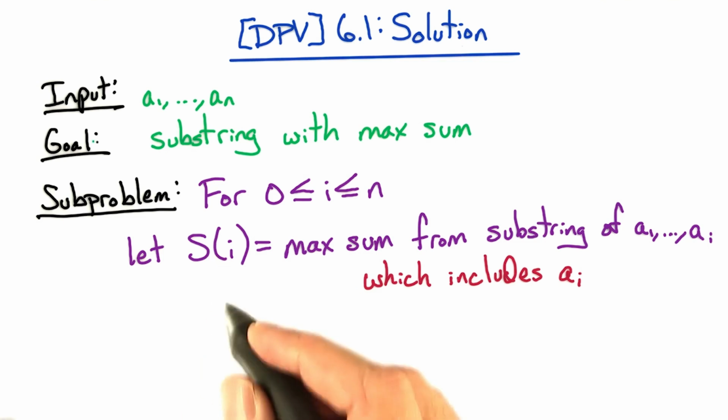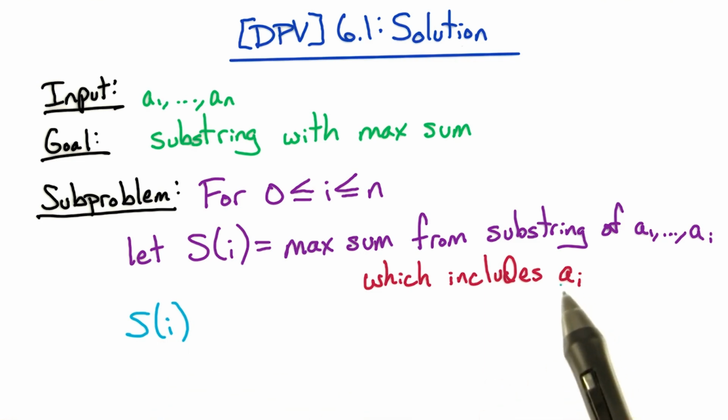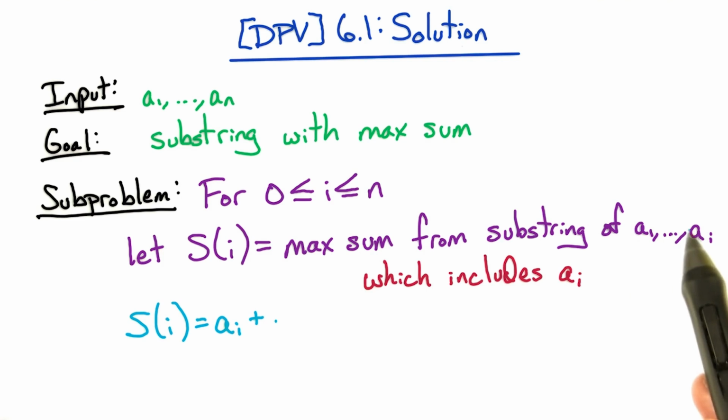First off, let's handle the base case. That's I equals 0. What's S of 0? Well, we have the empty string, so that's of course 0. Now let's look at S of I for I at least 1. Well, we are required to use AI. So let's add in AI. So by including AI, this sum is at least AI plus, what do we append onto it? Well, there are two possibilities. Either we just use AI by itself, or we append it on to the longest substring from A1 through AI minus 1. And we're going to take the best of those two possibilities.